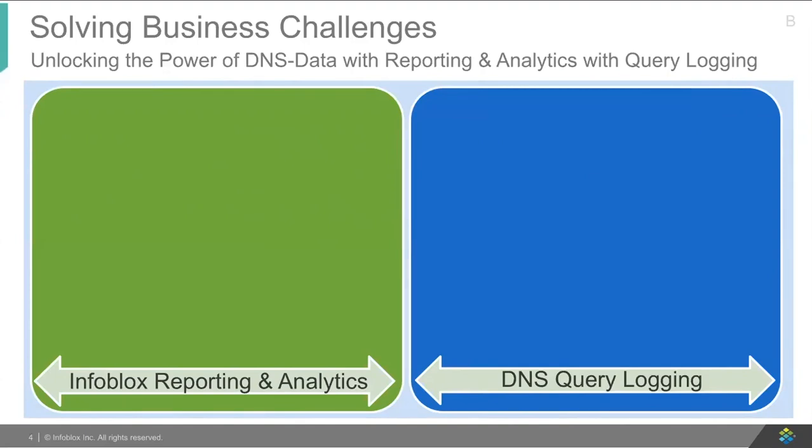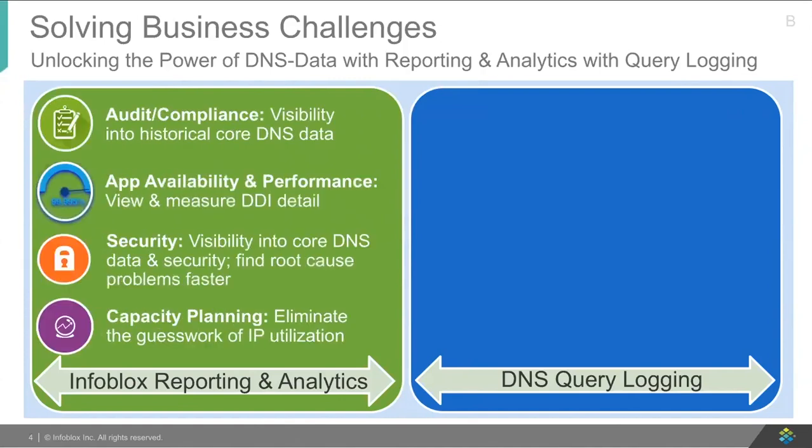So let's see a little bit more about what you're up against. In the area of audit and compliance, visibility into historical core DNS data is absolutely critical. You can slice and dice graphs, pie charts, drill down into HTTP details, ingest feeds from best-in-breed partners, and centralize security views all in one solution. In addition, on the app availability and performance side, you can certainly measure and view all the DDI detail.